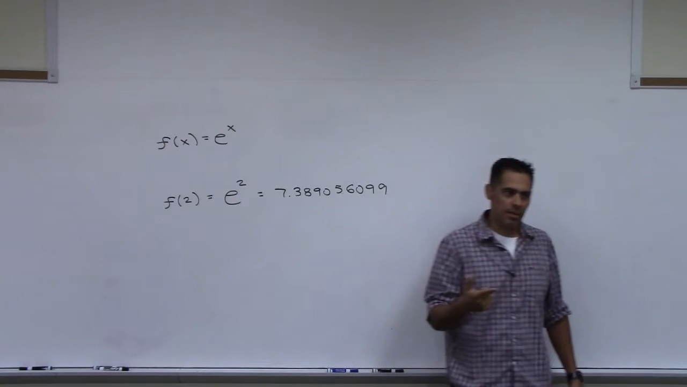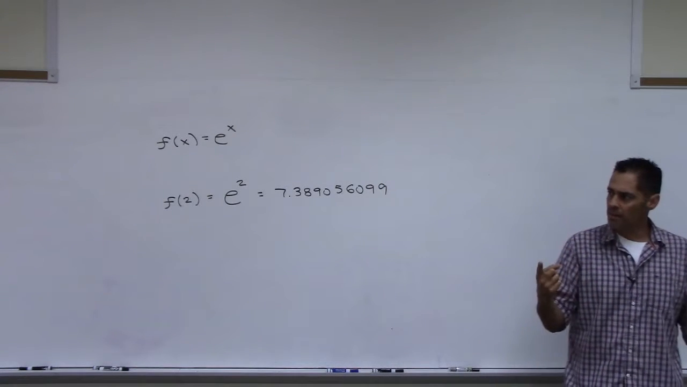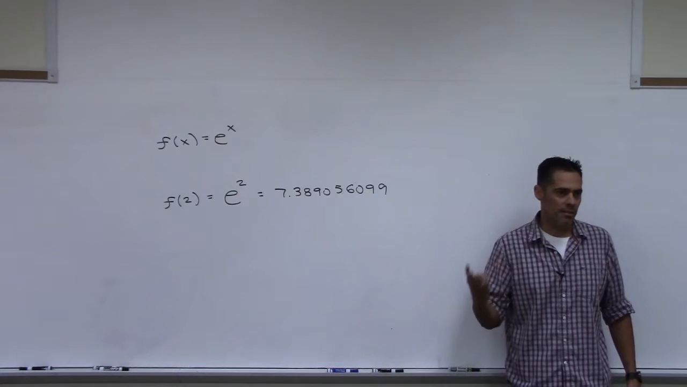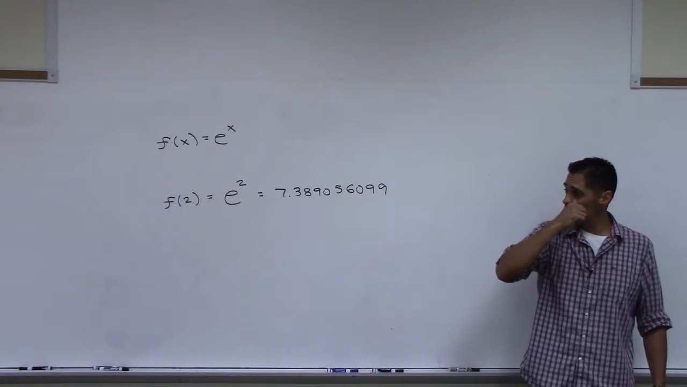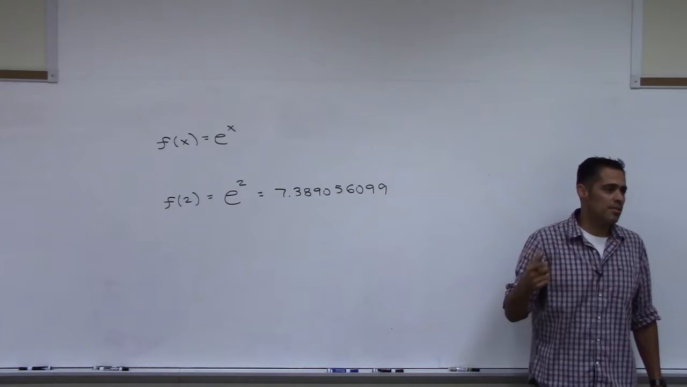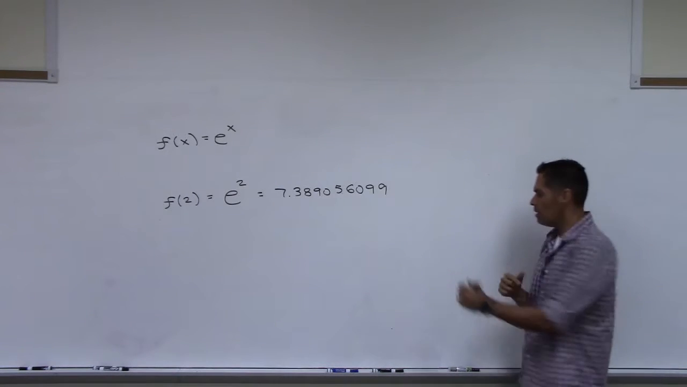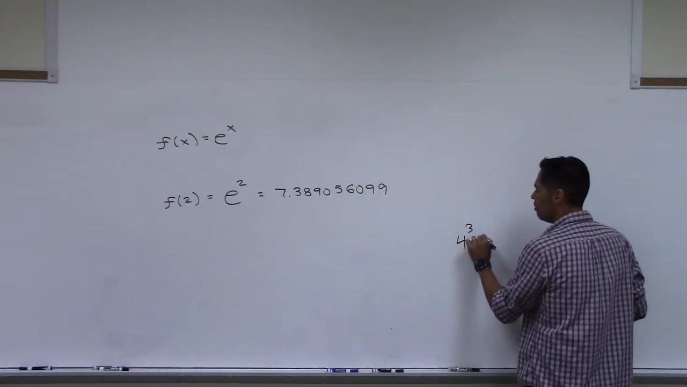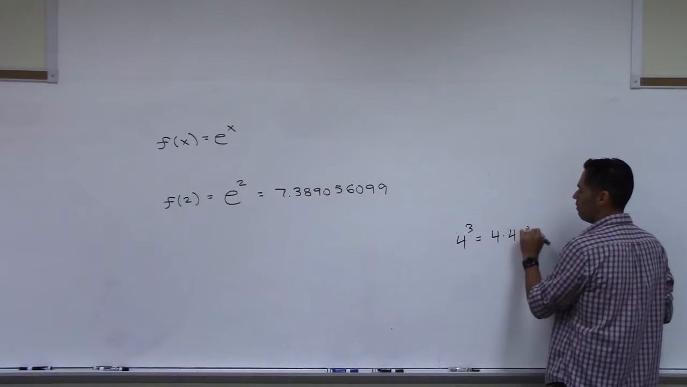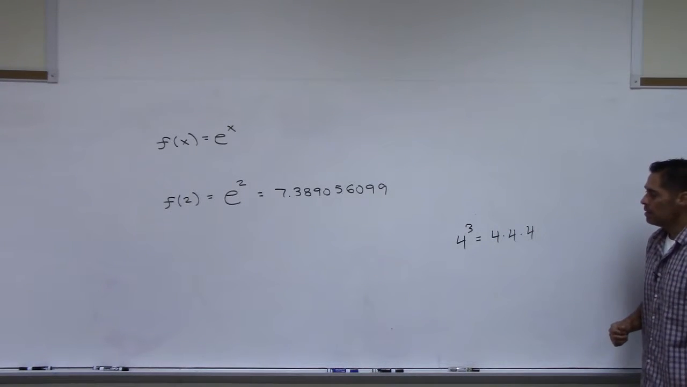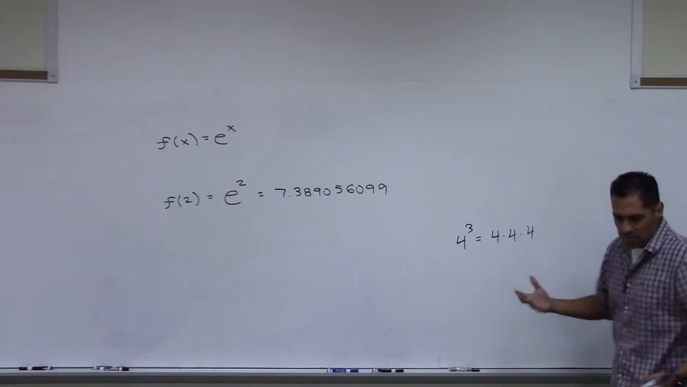Because all a calculator can do is add, subtract, multiply, and divide. Now, it can do powers also, but it looks at powers as repeated multiplication. So like it looks at 4 cubed as 4 times 4 times 4, right? That's what it looks like. So what's going on here?